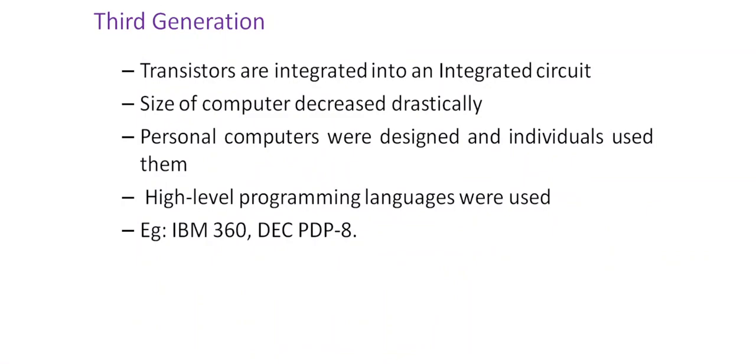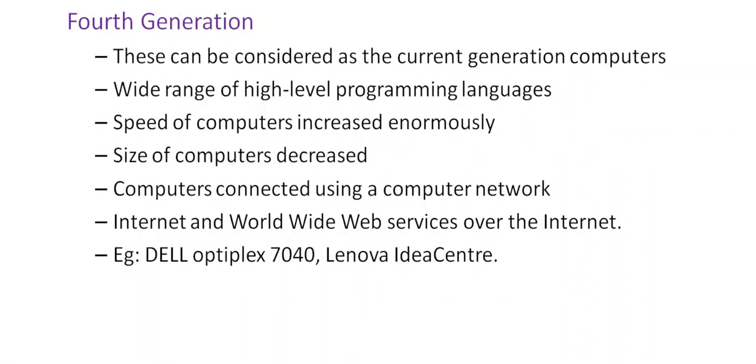With third generation computers, we have integrated circuits also. Transistors are integrated into an integrated circuit, and the size of computers decreases drastically. So we can say that the personal computers or desktop computers, which can sit on your desktop, are very small in size relatively. And high level programming languages were introduced. That means you can do programming using programming languages like C, C++, Java, etc. IBM 360 and DEC PDP 8 are initial third generation computers.